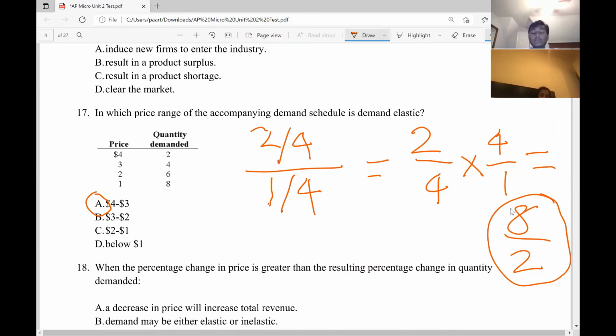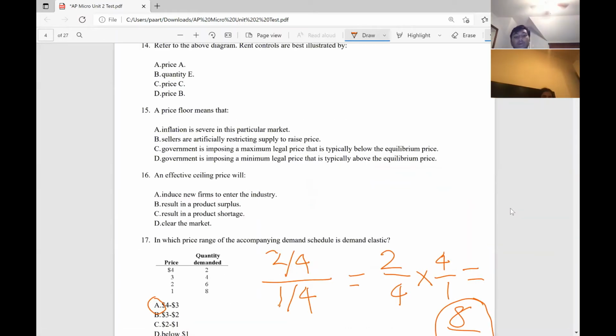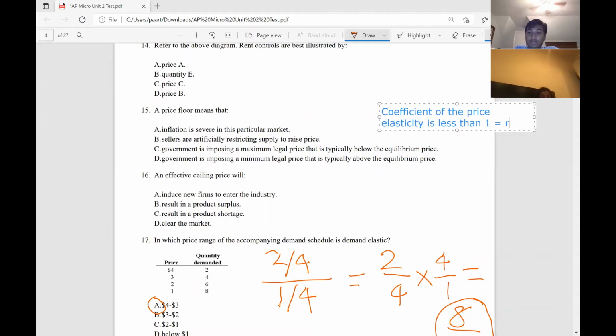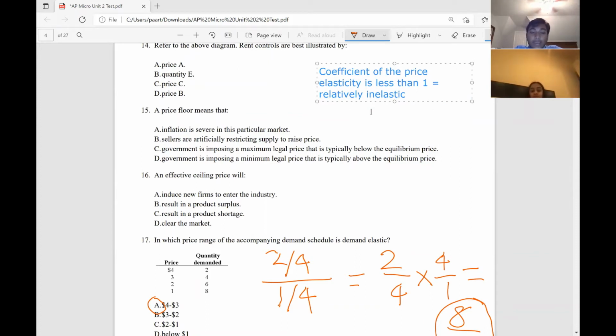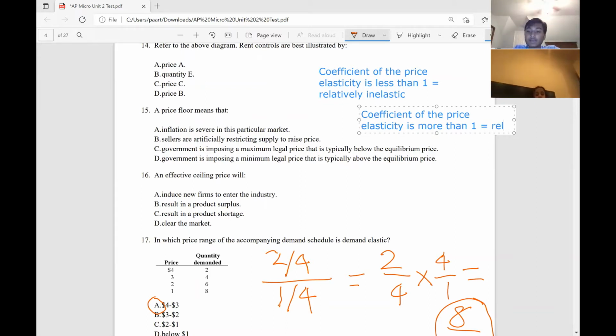But just to serve as a reminder again, whenever you're looking at price elasticity, there are a few simple rules that you should follow. I'm going to type them out here on the screen just so that you remember. When the coefficient of the price elasticity is less than 1, that's relatively inelastic. Can you guys see that on the screen? And when the coefficient of the price elasticity is more than 1, it's relatively elastic. So in this situation, we know our answer, right? Because it's relatively elastic and greater than 1, we already got our answer.